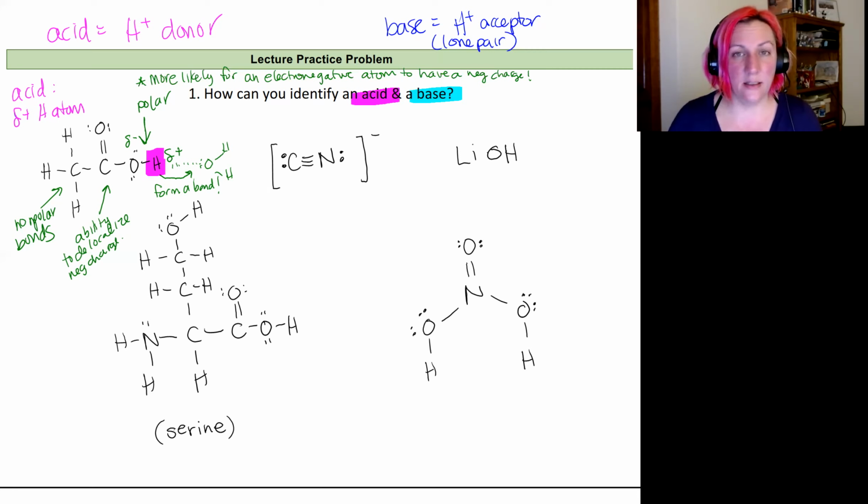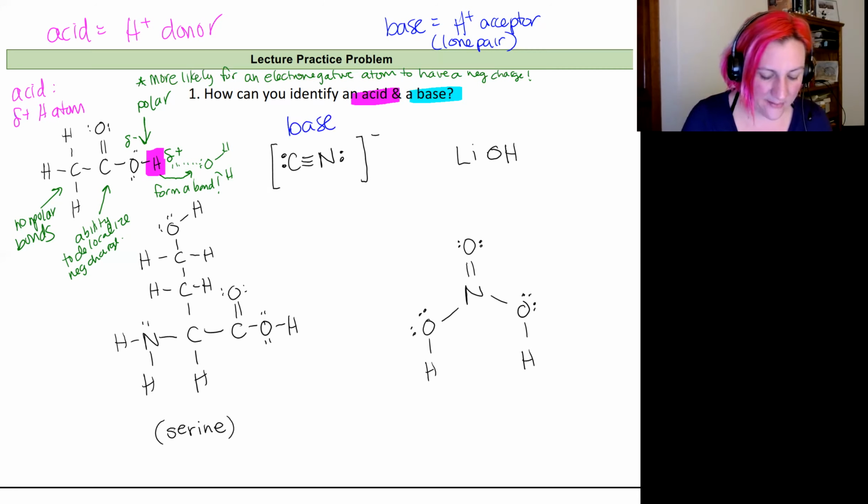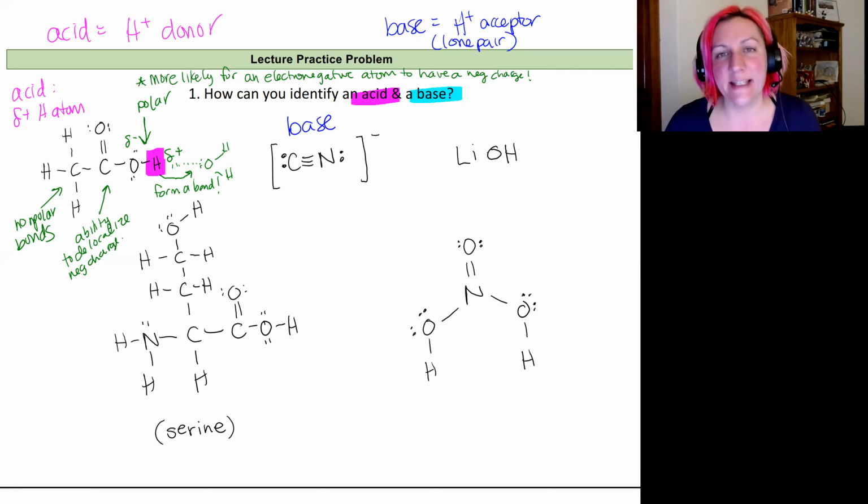All right, let's look at our cyanide ion next, the carbon bonded to our nitrogen. When I look at this one, I easily see a base. So here's a base, and I have two lone pairs. I see this as a base because I don't see a hydrogen atom anywhere in the molecule. So I'm like, it can't be an acid. And I see two lone pairs that could act as a basic lone pair, one on the nitrogen and one on the carbon.